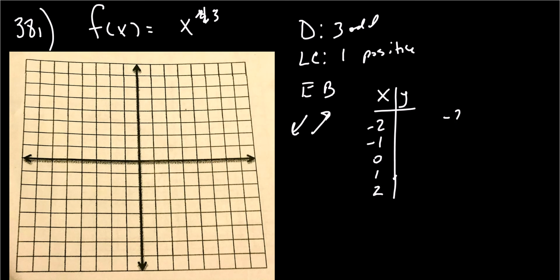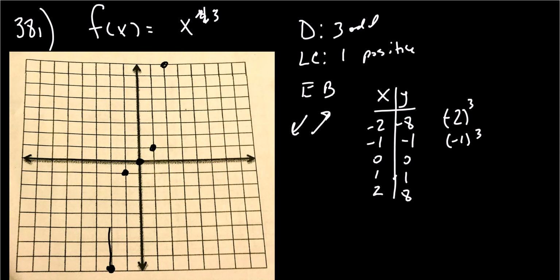So I'm going to put negative 2 to the third. I get negative 8. I put negative 1 to the third. I get negative 1. 0 to the third is 0. 1 cubed is 1. 2 cubed is 8. So I go left 2, down 8, put a dot. Left 1, down 1. Oh, I messed up on my first dot. Zero, 0, 1, 1, 2, 8.